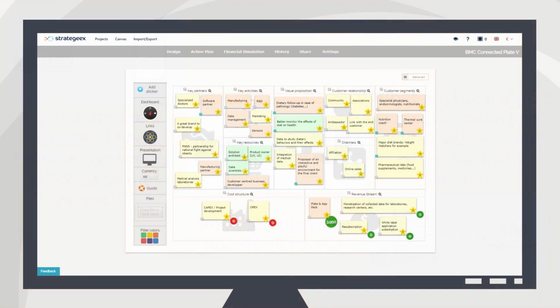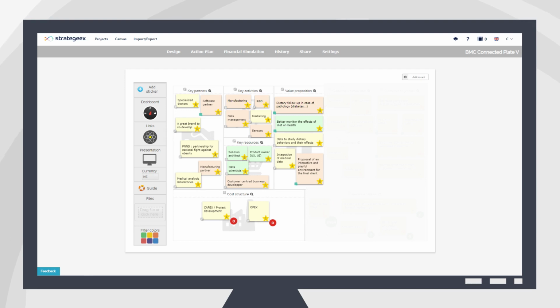In the BMC, the information concerning costs is more accurate if the elements that make up the boxes on the left-hand side have been well worked out.